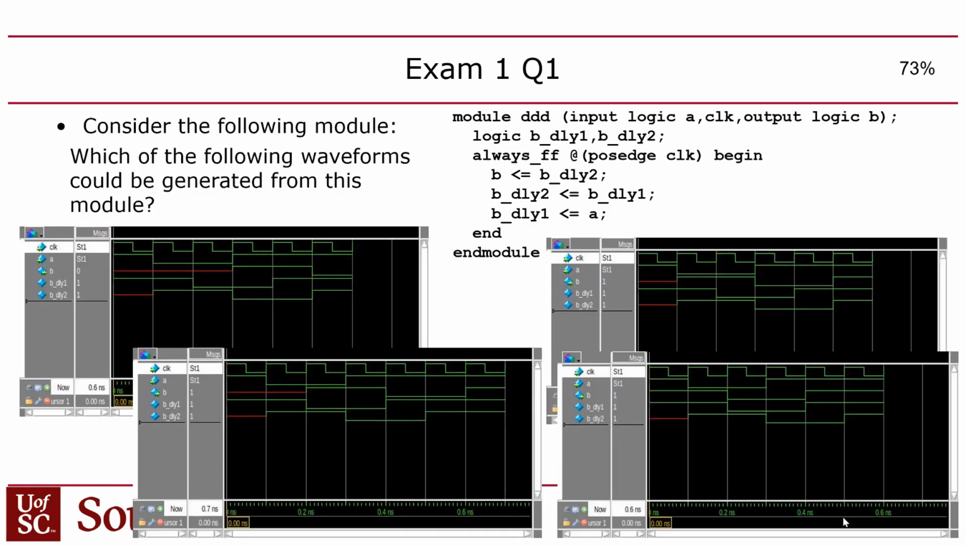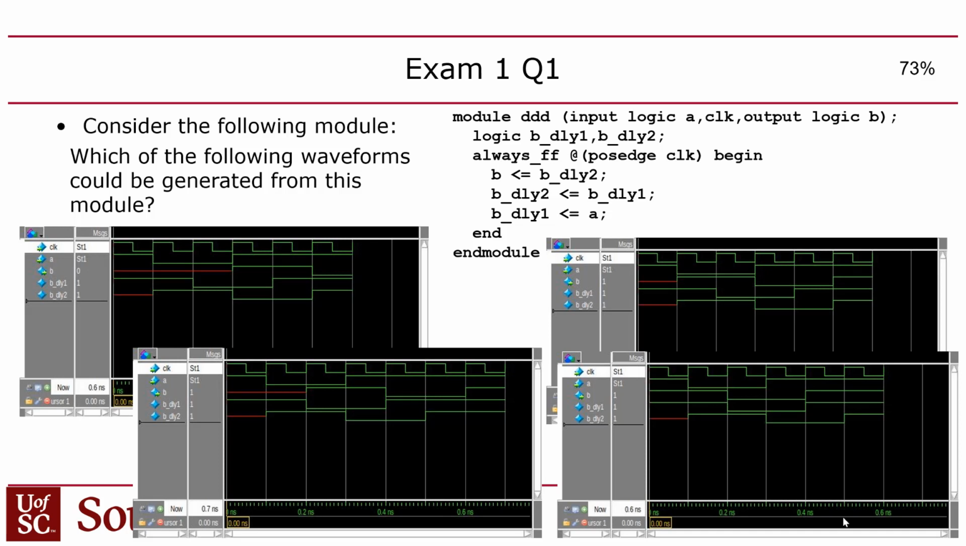And then I'll go over the questions briefly here. If you have any questions, let me know. For each question, I marked the percentage of the students who got it right. So question 1, 73% of you got this correct. The question was, consider the following module. Which of the following waveforms could be generated from this module?